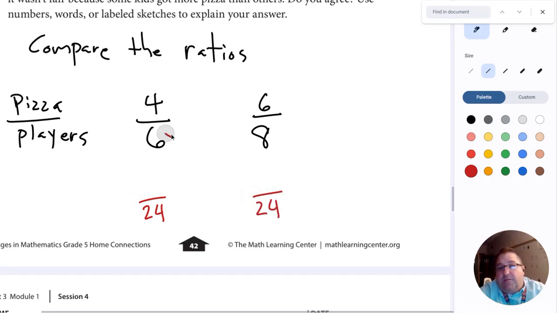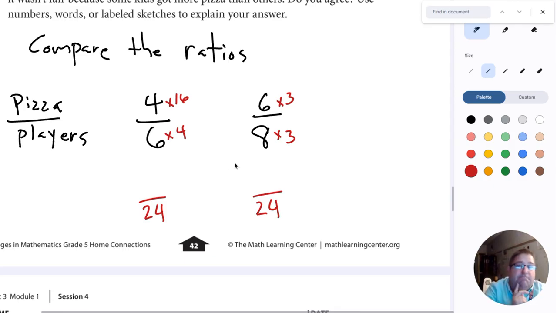6 times what is 24? 6 times 4, right? Okay. And then 8 times 3, and 6 times 3. So if you get a common denominator, now you can really compare. And you're going to find out they're not the same.